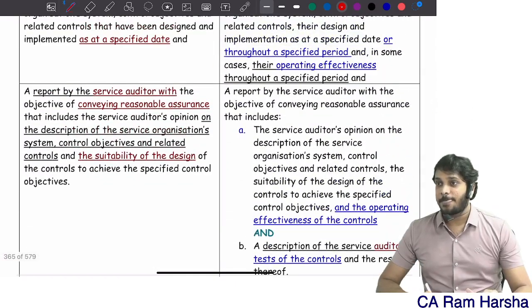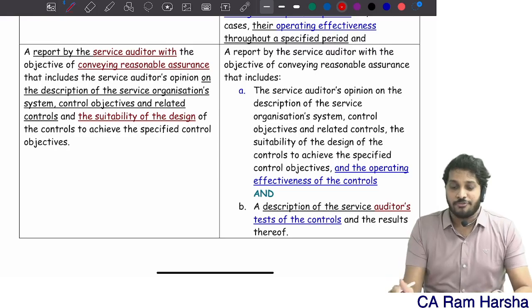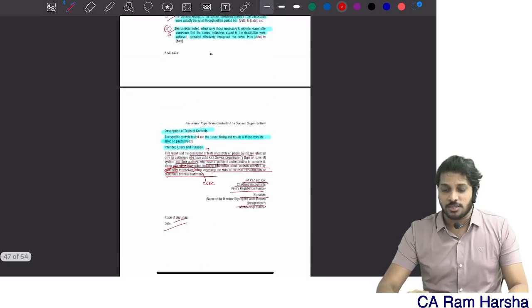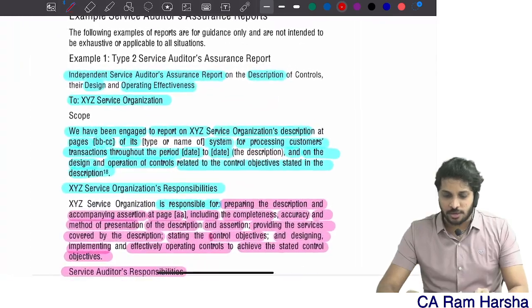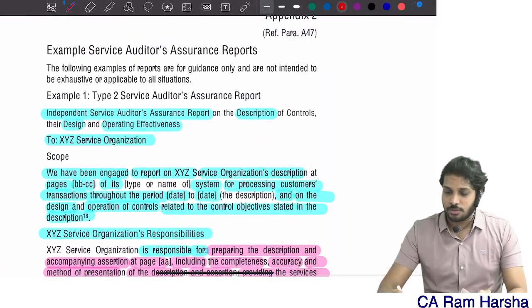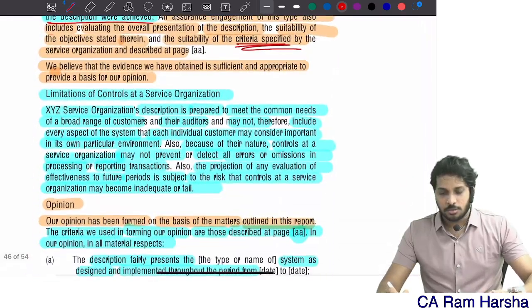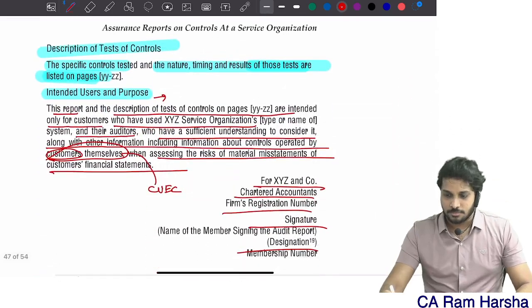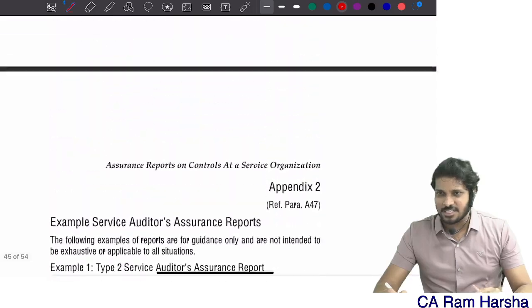Understood all this? All of you? So what is a type 1 report? Before that, I will just show you an assurance report. Without watching this, you cannot understand. This is a type 2 report. Just a week ago, I guess we covered this standard in our class.